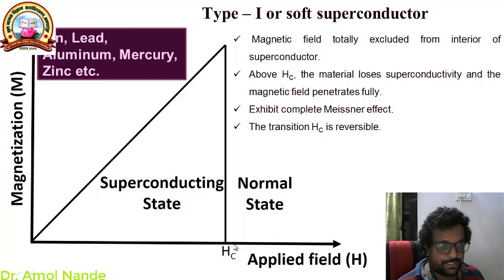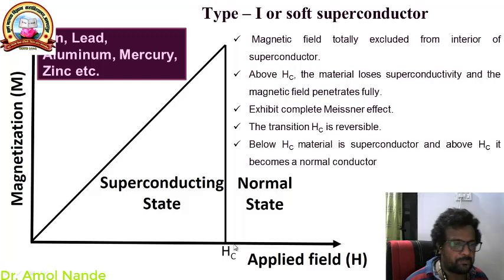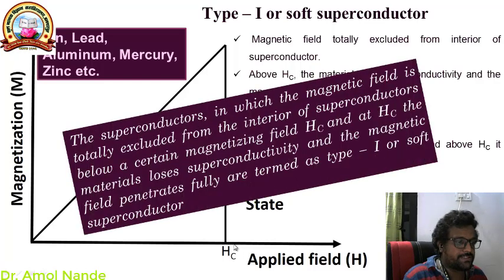That's why we call the transition reversible. Below Hc, the material is completely a superconductor, and above Hc it becomes a normal conductor. So in general we can say that a superconductor in which the magnetic field is totally excluded from the interior below a certain critical field Hc, and at Hc the material loses superconductivity and the magnetic field starts penetrating fully, is termed a type 1 or soft superconductor.